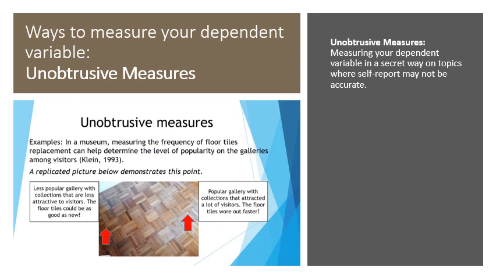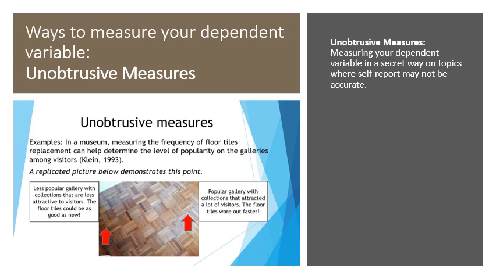Unobtrusive measures are even more subtle than these proxy measures, which might also be considered to be unobtrusive. So here's an example. In a museum, measuring the frequency of floor tile replacement. This can help determine the level of popularity of the galleries among visitors. So if we have certain floor tiles that are worn out faster, it might mean that more people are there. A less popular gallery with collections that visitors don't like, these floor tiles could be as good as new. But a popular gallery with collections that attract a lot of visitors, the floor tiles wear out faster and they have to be replaced.